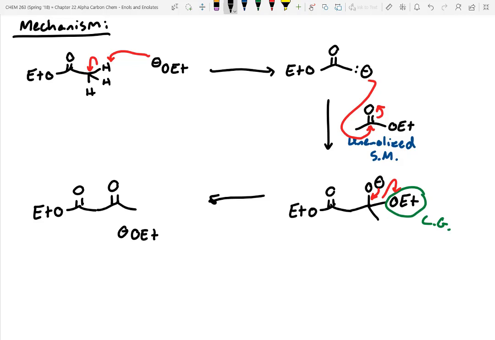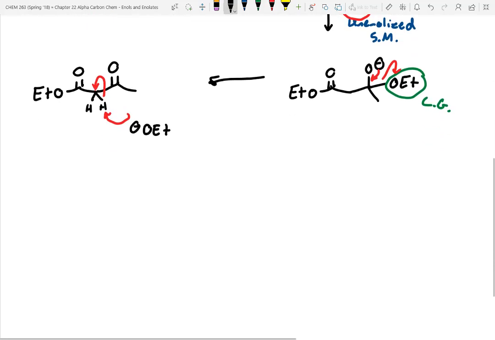The problem with this, though, is we've regenerated base. We have alpha protons still, and these are unusually acidic. Why are they unusually acidic? They're in between 2 carbonyls, exactly. So before you can ever isolate your product, what ends up happening is this will really quickly pull off these acidic alpha protons. Unavoidable. The acid-base chemistry happens so fast, you can never stop.